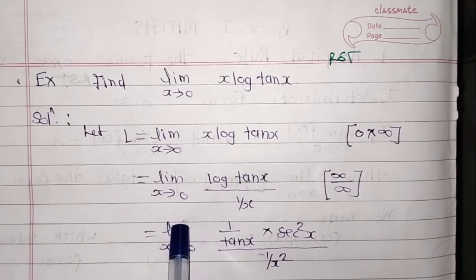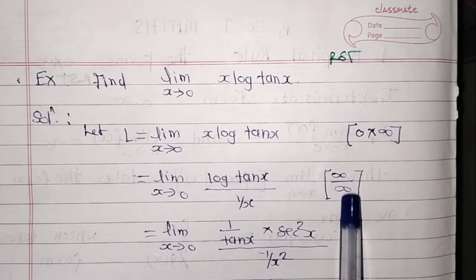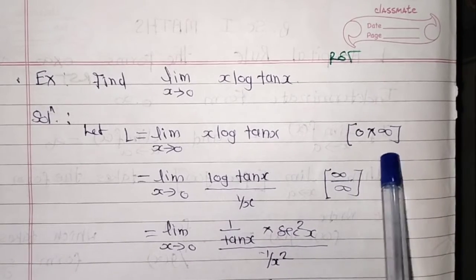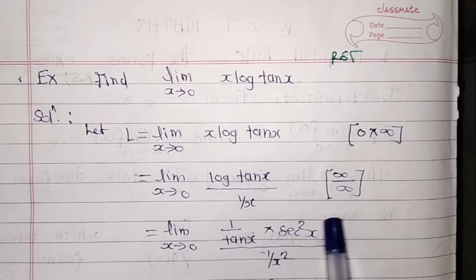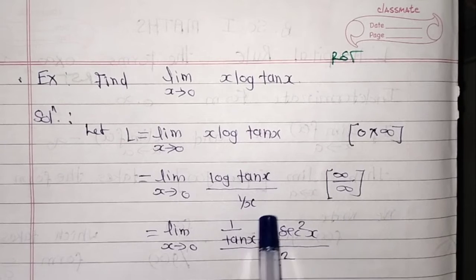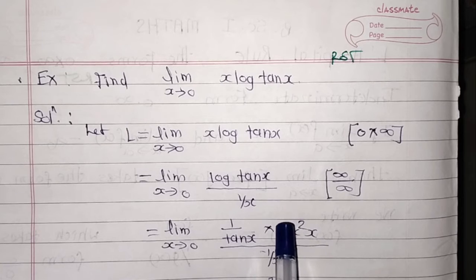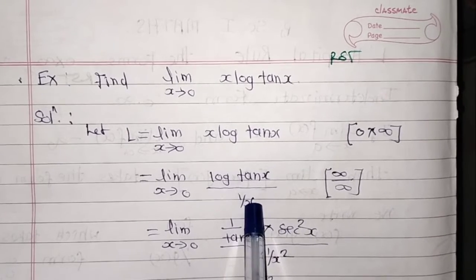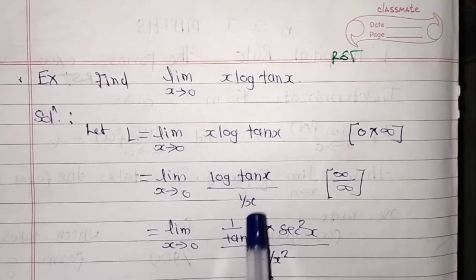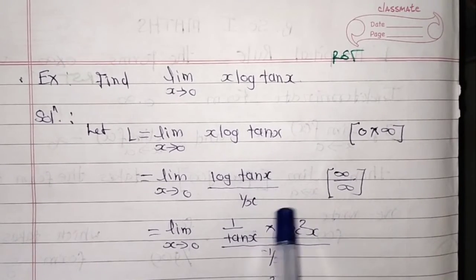Equal to limit x tends to 0. This can be written in the form log of tan x upon 1 upon x, so that we get the form infinity upon infinity. Here we reduce the form 0 into infinity to infinity upon infinity. And we know that if the form is 0 upon 0 or infinity upon infinity, then by L'Hopital's rule, this is equal to limit x tends to 0, take the derivative of numerator and derivative of denominator. Derivative of numerator is 1 upon tan x, derivative of tan x is sec square x, and derivative of denominator, that is 1 upon x, is minus 1 upon x square. This is by L'Hopital's rule.